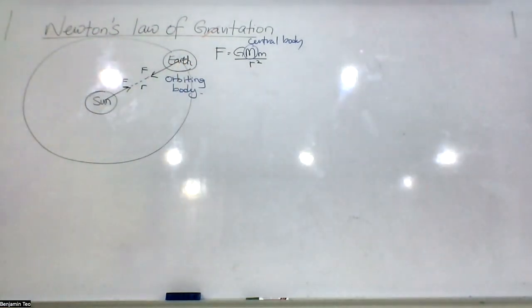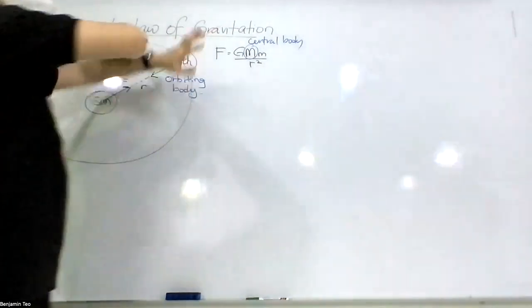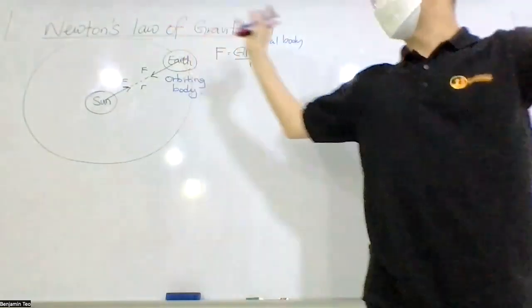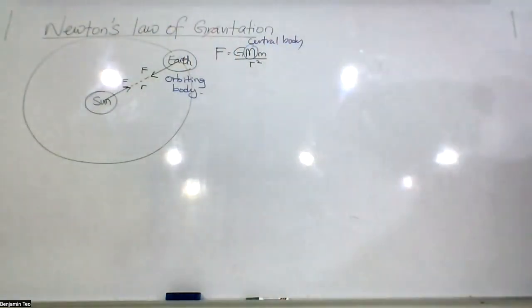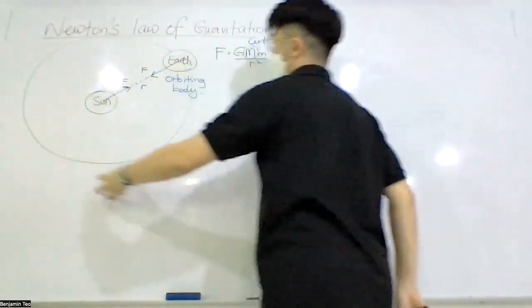So let's just make all this simple. We will treat these two as isolated. That means there's no other planet pulling them. Okay. So all the centripetal force is from the gravitational force of the sun.